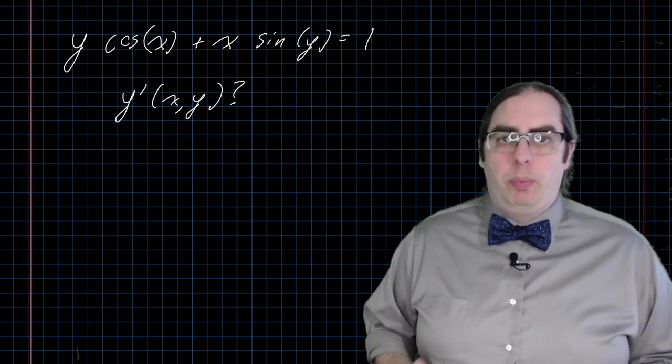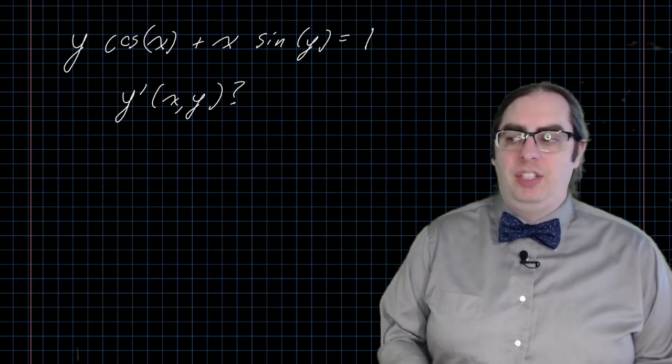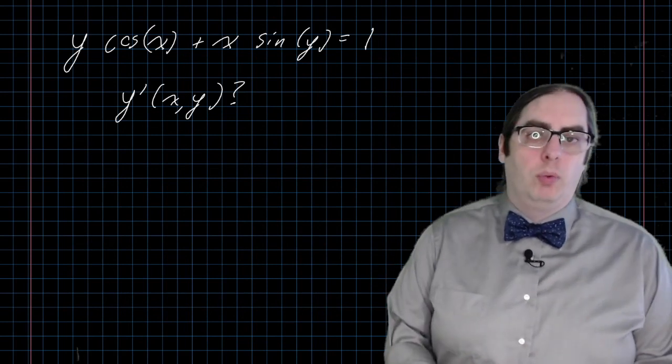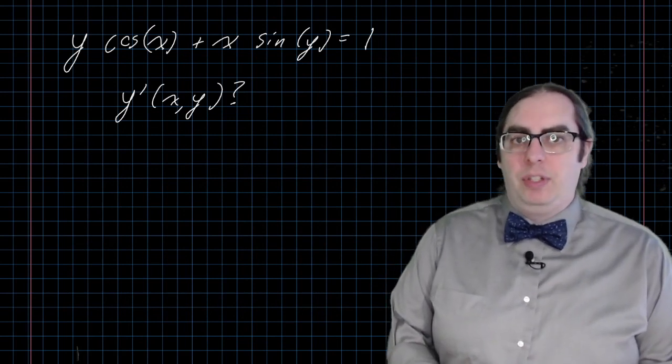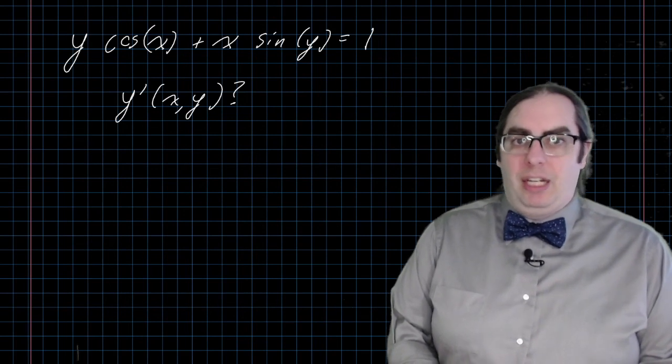So no further than that. I'm not giving you a point. I'm not asking you to write the equation of a tangent line. I'm just asking you to work through the implicit differentiation, being careful to use the chain rule.